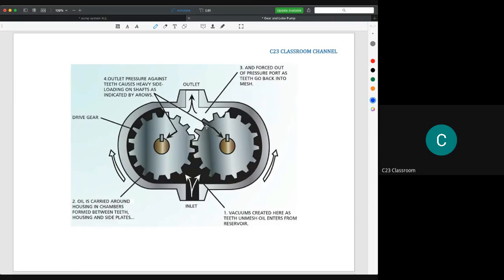First, this is the idea of how the gear pump works. When the flow goes through this space, a vacuum is created here as the unmeshed oil enters from the reservoir. Then when the gear rotates like this, the oil is carried around the housing in chambers formed between the teeth, housing and side plate, and then it is forced out of the pressure port as the teeth go back into mesh, and the oil is pushed to the outlet. This is actually what happens inside the gear pump.